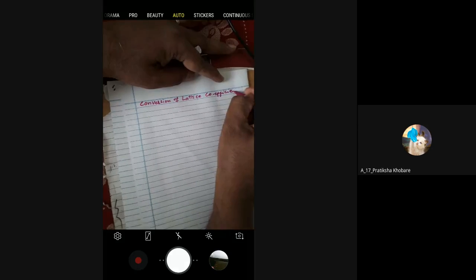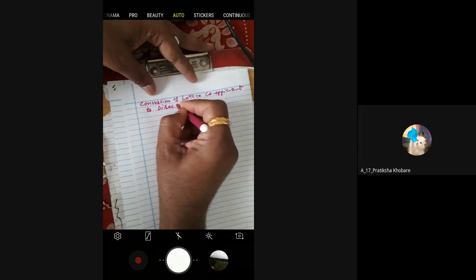Write the title as conversion of lattice coefficient to direct form coefficient. Here we will take some examples and some standard formulas, and then we will proceed. So directly we will note down the standard formula for this, and then we will proceed further.